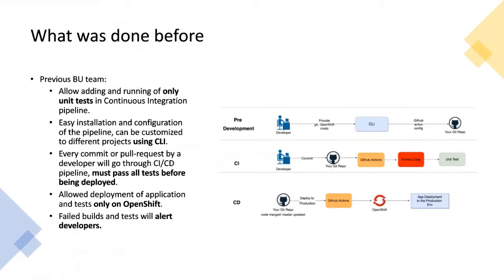So what was done before? The previous team had already built a CI/CD pipeline, and we enhanced it to a CI, CD, and CT pipeline. They allowed adding and running of only unit tests in the CI pipeline. They also allowed easy installation and configuration of the pipeline using CLI. They made sure every push or commit made will go through a CI/CD pipeline and all the tests must pass before deployment. They allow the deployment of the application and test only on OpenShift and inform the developers if there were any build failures.